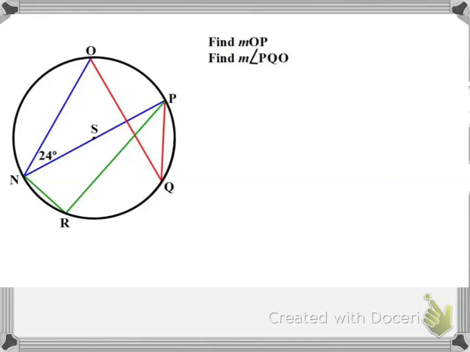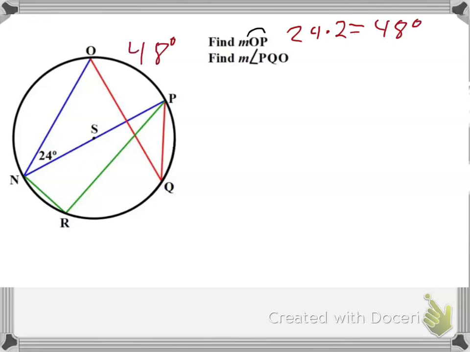Okay, so here we go. We want to find the measure of arc OP. So let's take a look at this. OP is right there. And so what do we know? We know 24 is angle ONP, right? Well, ONP is an inscribed angle, so it is half the measure of arc OP. So if 24 is half, we're going to double it, times 2. So that means OP is 48 degrees.